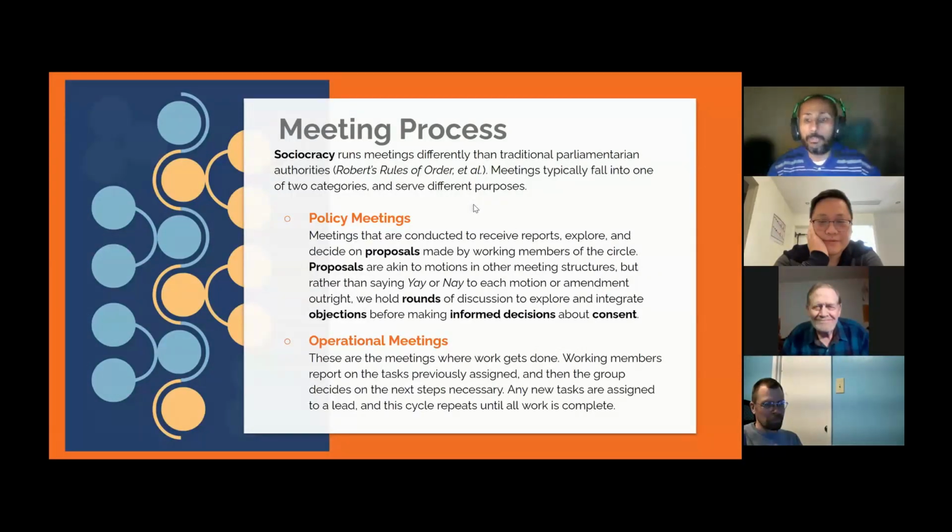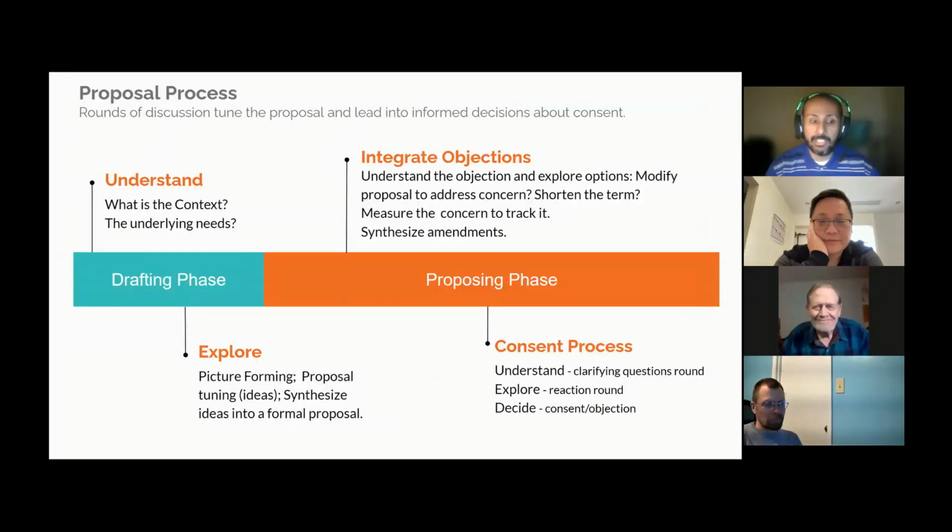There's a proposal process, where the discussion tunes the proposal and leads to an informed decision about consent. So the first thing we have is to have the understanding. We need to understand what we're talking about. So what is the context? What are the underlying needs? What are we trying to do here? And explore. It's picture forming, proposal tuning. It's like we're crafting, getting it nicely nailed down.